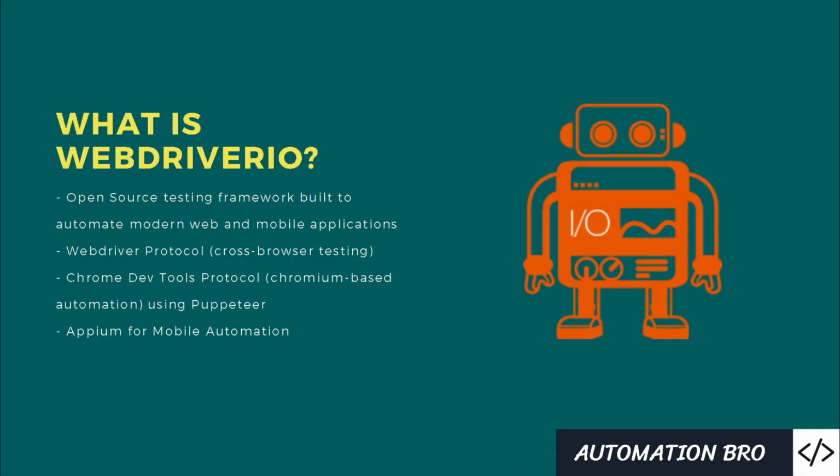So WebDriver IO is an open source testing framework built to automate modern web and mobile applications. So you can use the WebDriver protocol to do cross-browser testing, as well as you can use the Chrome DevTools protocol for Chromium-based automation using Puppeteer. And for mobile automation, you can use Appium to automate your mobile applications.